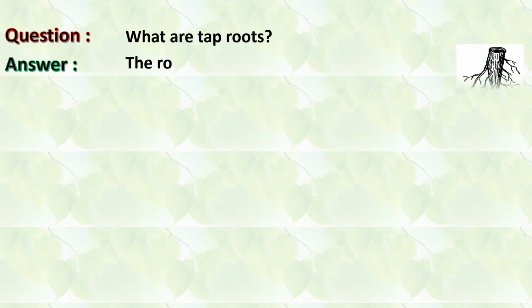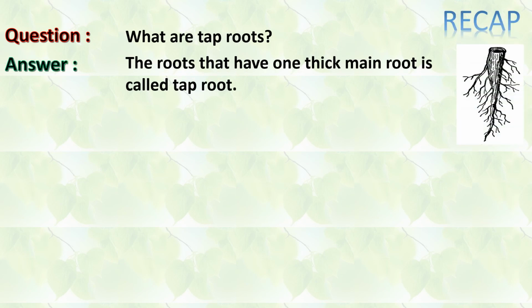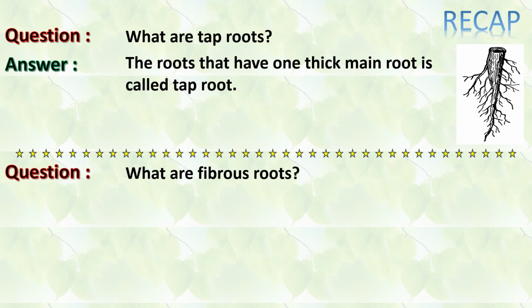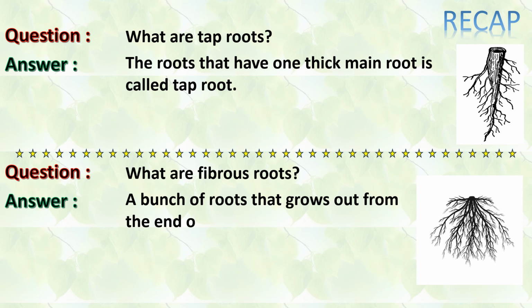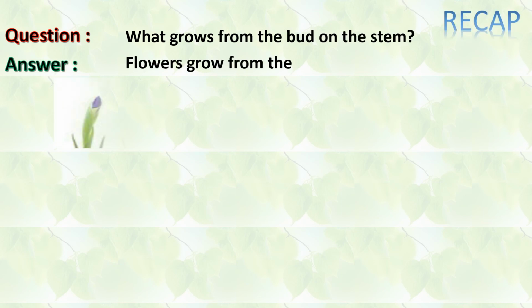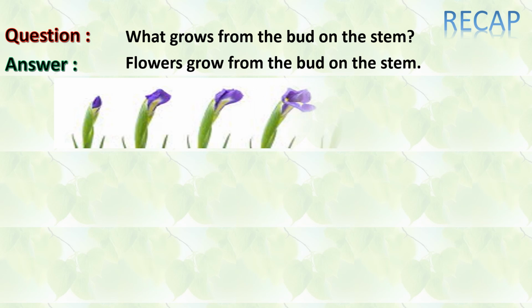Question. What are tap roots? Answer. The roots that have one thick main root are called tap roots. Question. What are fibrous roots? Answer. A bunch of roots that grows out from the end of a stem are called fibrous roots. Question. What grows from the bud on the stem? Answer. Flowers grow from the bud on the stem.